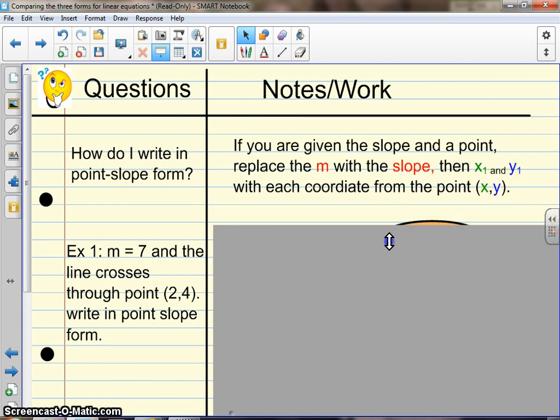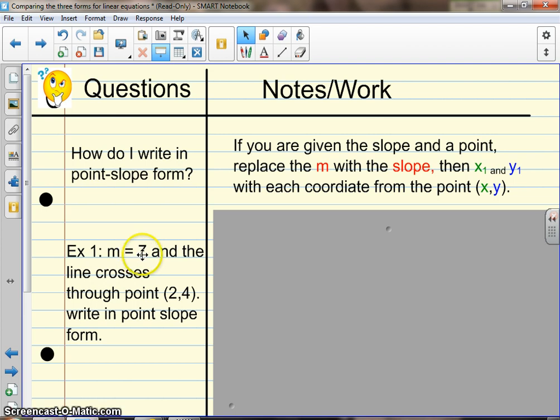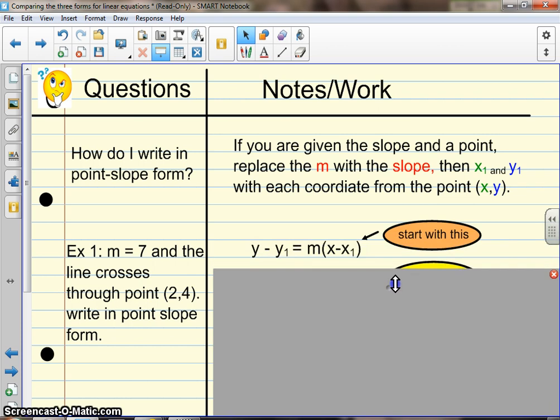So on the left there's an example problem. If m is 7, so we know that wherever the m is, we're going to replace it with 7. And the line crosses through a point (2, 4). So write in point-slope form. Let's see here. Okay, well here is point-slope form. y minus y1 equals m times the quantity x minus x1.